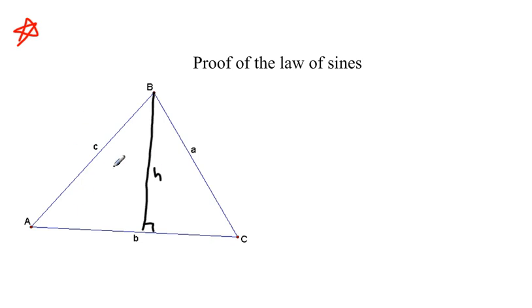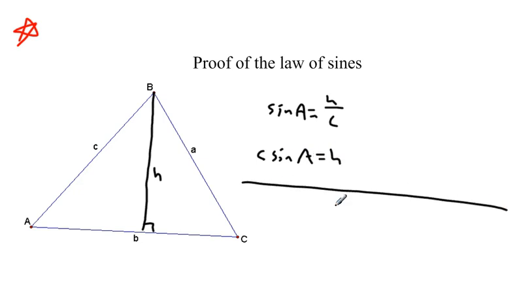So on the triangle on the left-hand side, I'm going to say that the sine of angle A is equal to, sine is opposite over hypotenuse, so it equals H over C. And if we solve that for H, we get C times the sine of A equals H. Okay, let's do the same with the triangle on the right-hand side. We can say the sine of angle C equals H over A. And if we solve that for H again, we get A times the sine of angle C equals H.